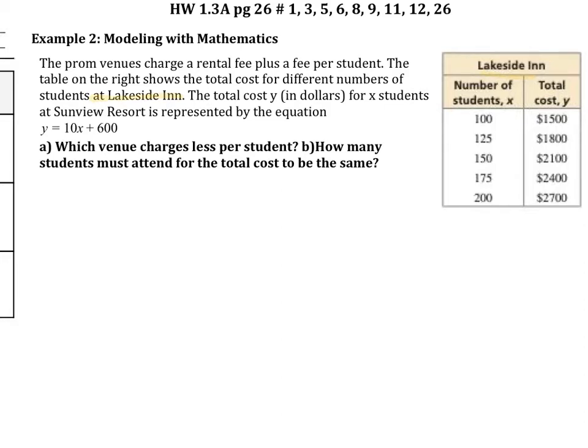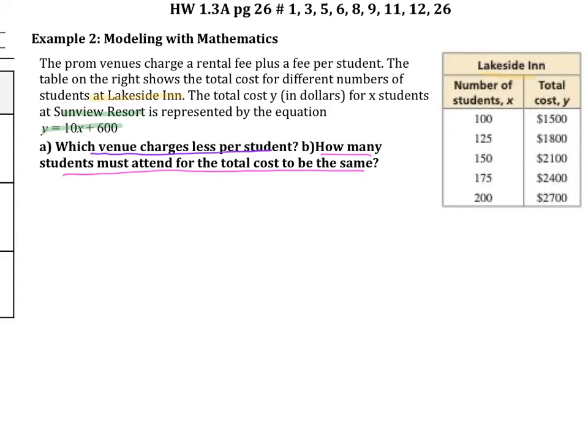The total cost y in dollars for x students at Sunview Resort is represented by this equation here. So we have two things we are comparing. Our questions are, which venue charges less per student? And second, how many students must attend for the total cost to be the same? So first, we already have one equation for Sunview Resort. We don't know what the Lakeside Inn charges, but we can figure it out.